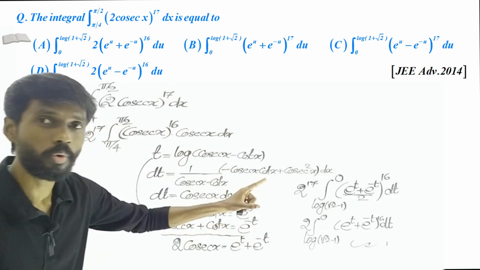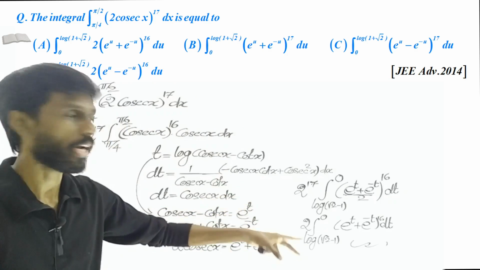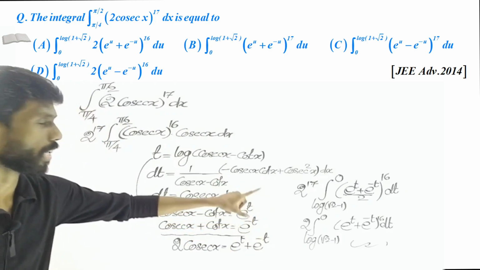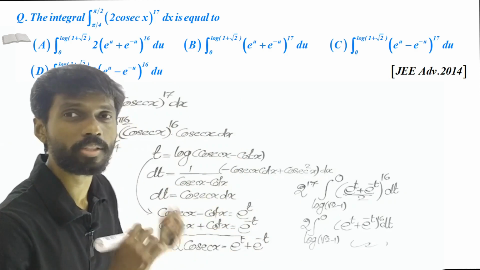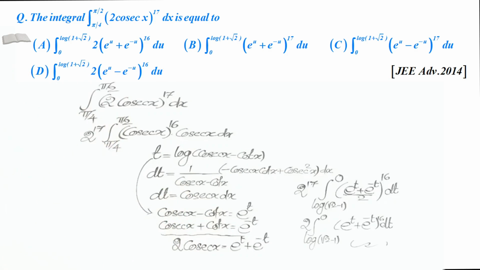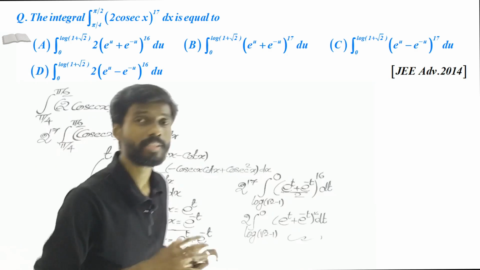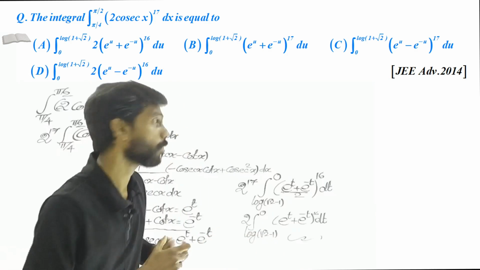So e to the power u plus e to the power minus u du, right? So 2 times the integral from log root 2 minus 1 to 0 of e to the power u minus e to the minus u du. So that is the answer. Even this answer is not there, right? The limits are different, so we'll have to do some substitution.